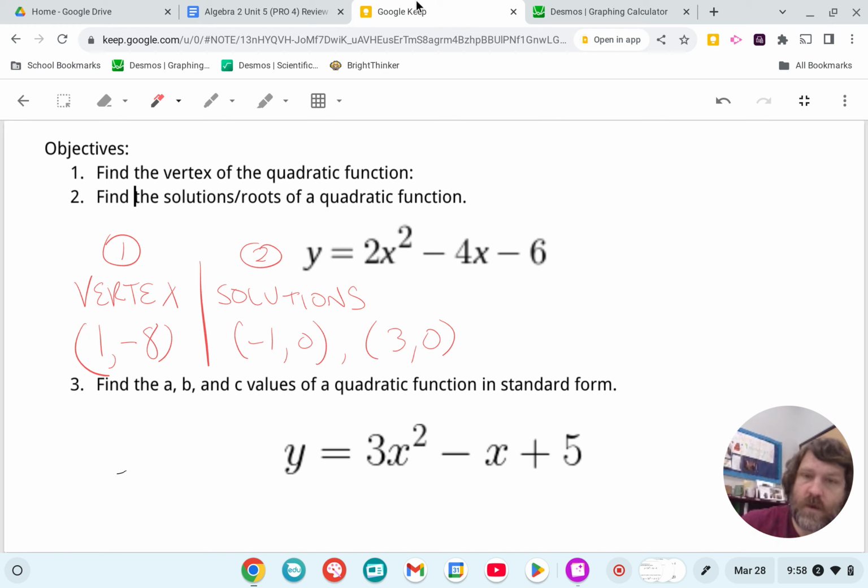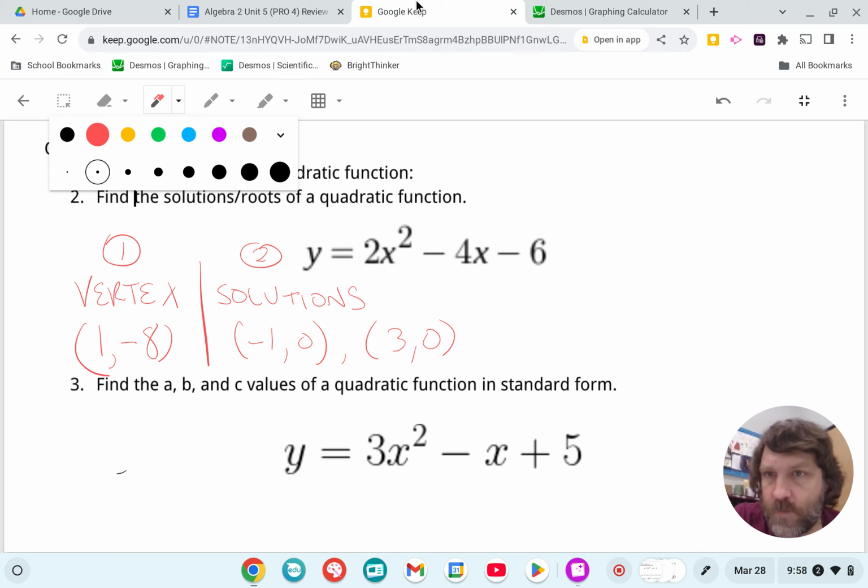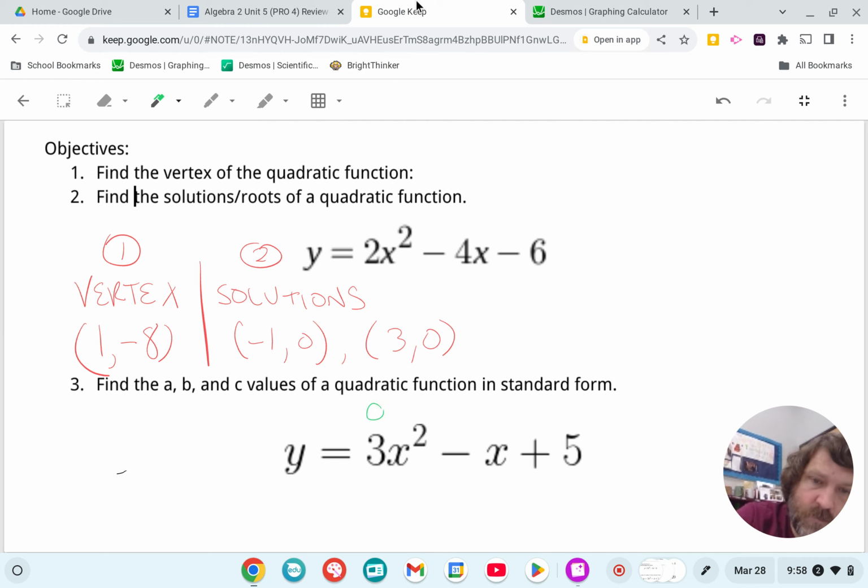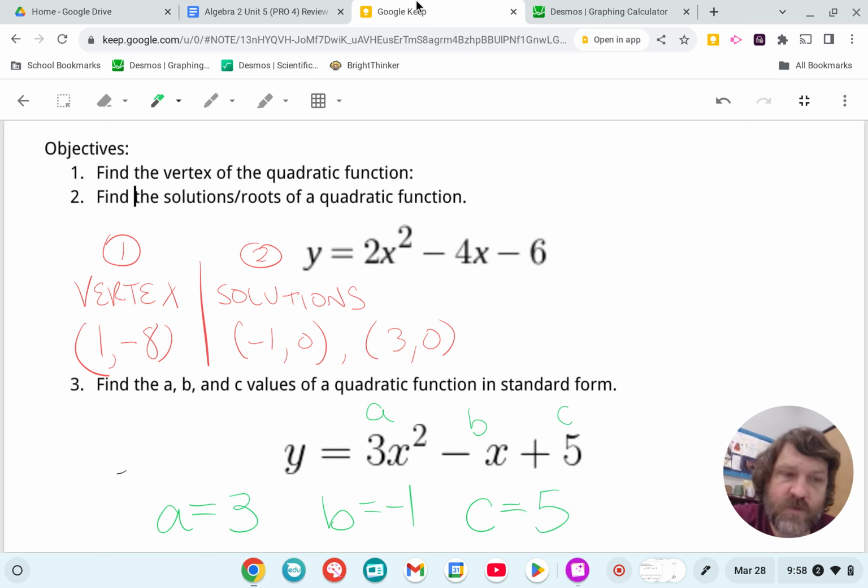Looking at the next problem, this says find the a, b, and c values. The a, b, and c values refer to the coefficients of the different terms in a quadratic function. This is the a term here, this is the b term here, and this is the c term here. So my a value would be 3. My b value would be -1. Again, it's negative because of the minus sign, but it's a 1 because there's an imaginary 1 in front of that x as the coefficient of that number. And then the c value would be +5. So that's pretty much all you have to know on those, because we're going to solve those using the graphing method that we did in the first part. So that is everything you need for a, b, and c.